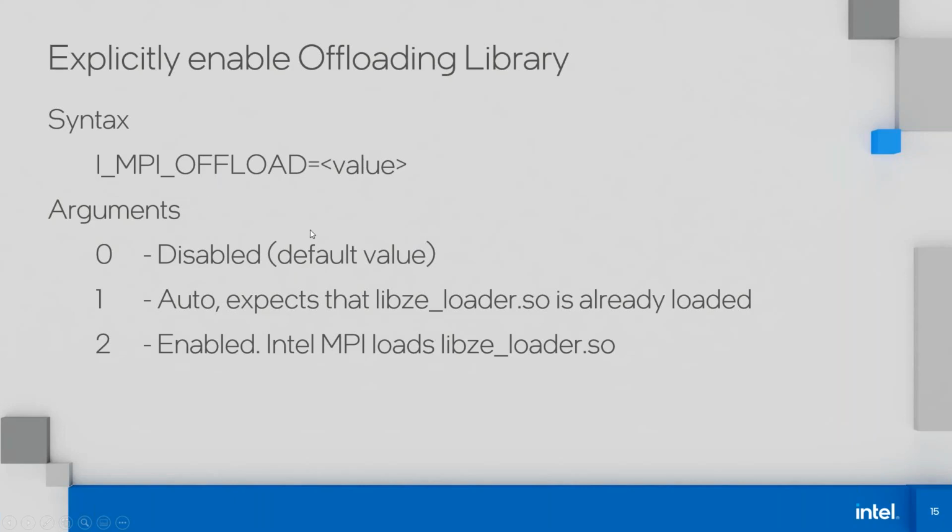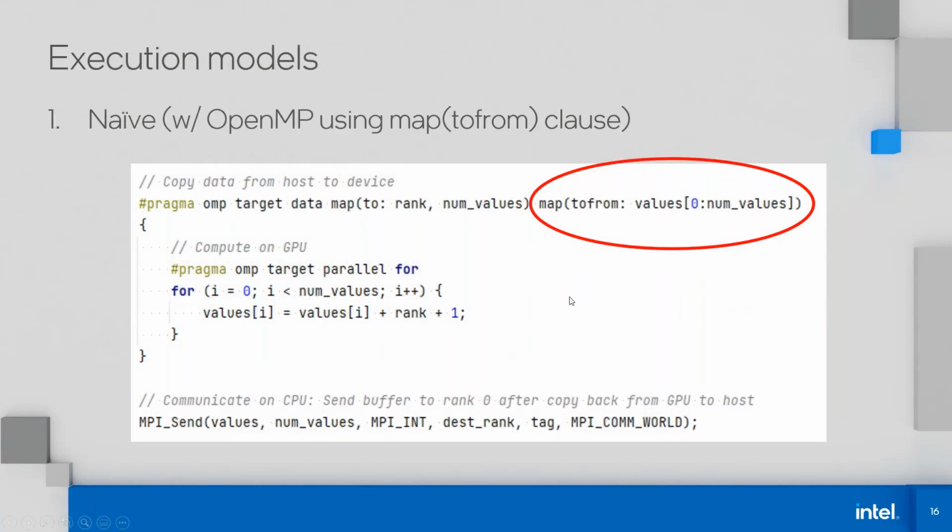By default, this feature is also disabled. You need to set an MPI float variable to enable it. And in the next slides, I will show you how to get that USM pointer from OpenMP. So here's an example without this feature. It's how you can work with GPU if MPI is not GPU aware.